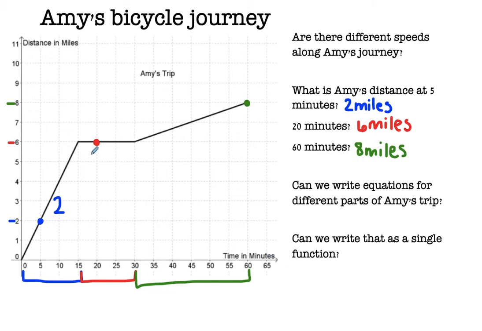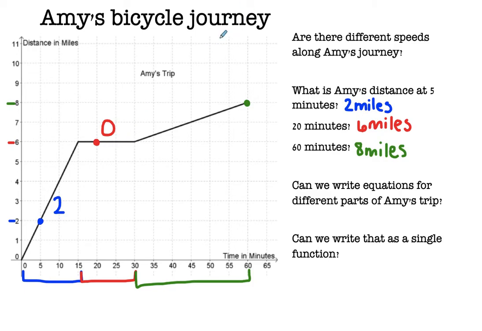If we look at this next portion, my red section of the graph, I don't go up or down any. All I do is move horizontally. If you'll remember, a horizontal line is what we call a slope of 0. So it looks like Amy was sitting still on this portion of her journey. In the first portion, she was pedaling really fast, going 2 miles per minute. And then in the next portion, she decided to take maybe a water break and was sitting still.